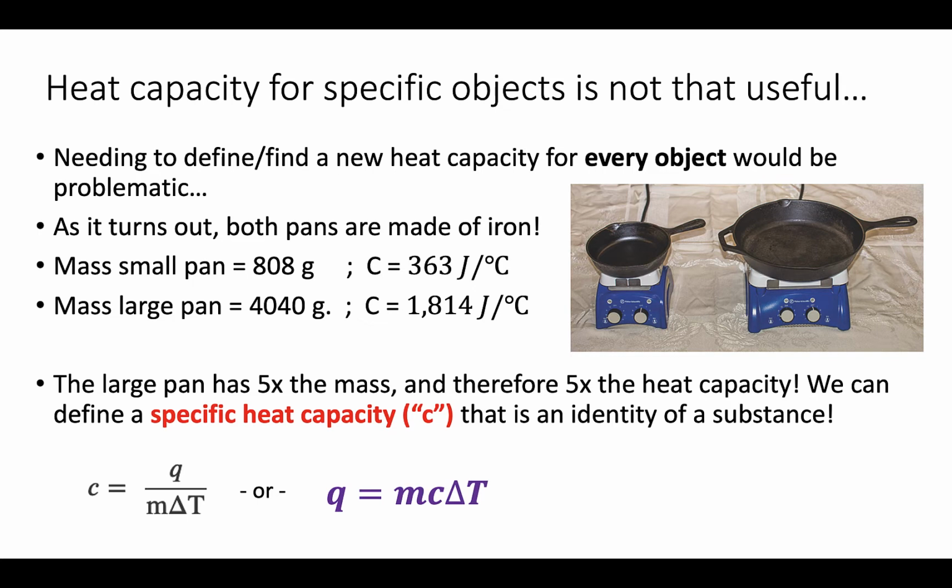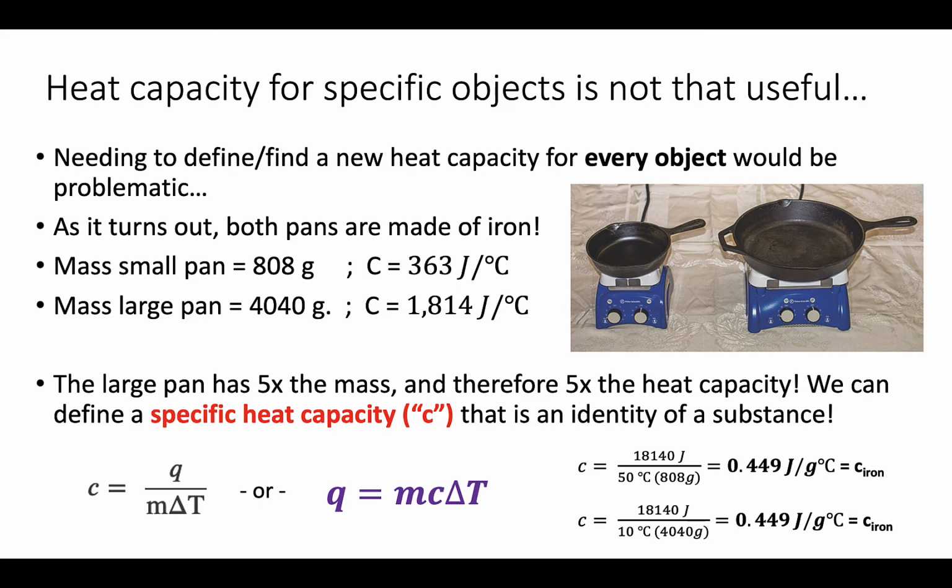And so we can rearrange this to say the very useful Q equals mc delta T, which basically relates the amount of heat that's added to an object of a certain material, of a certain mass. C, lowercase c here, the specific heat capacity, is an identity of the substance, and m is, of course, its mass. When we calculate this specific heat capacity for both pans, of course, we find the same result, that we get the specific heat capacity of iron, which is 0.449 joules per gram degree Celsius, right?